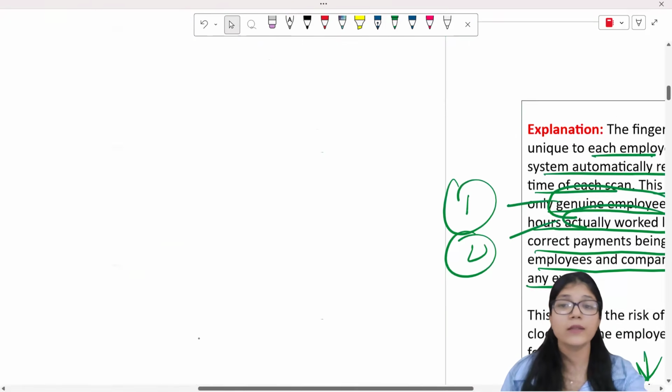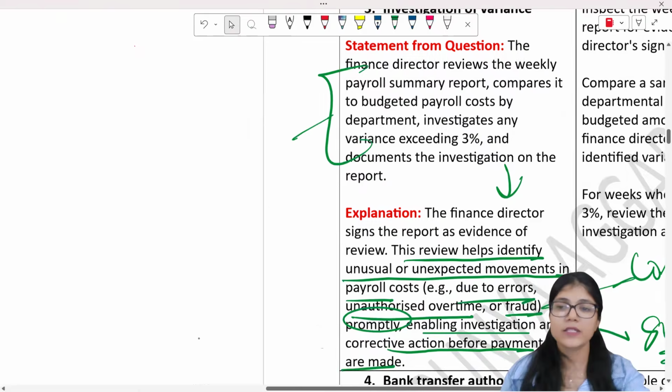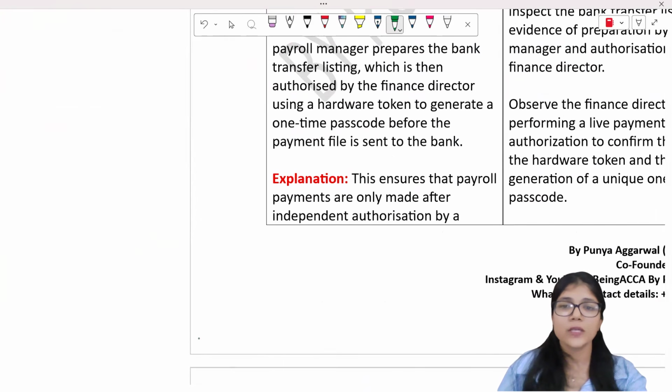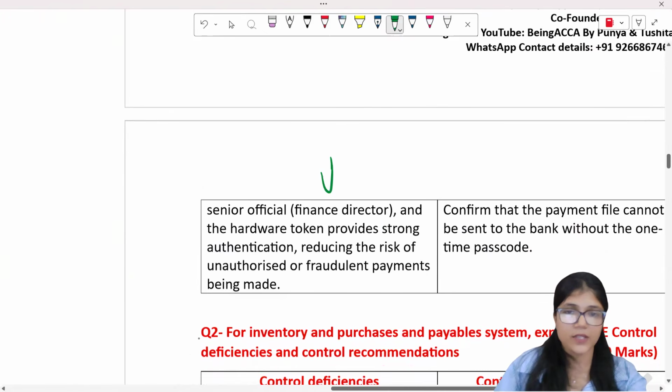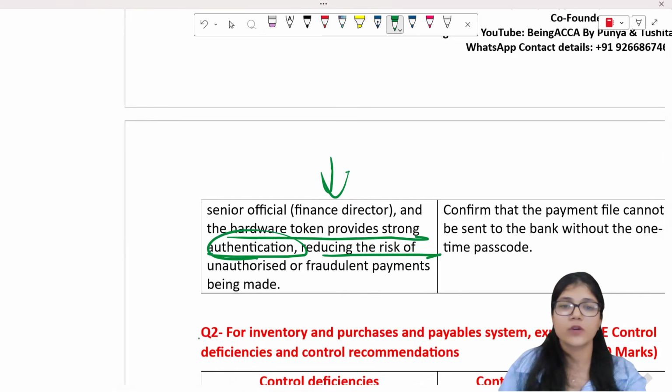Correct. So this is again one step extra that they have taken. And let's read the answer for this one. This ensures that payroll payments are only being made after authorization by the finance director, and the hardware token provides strong authentication, reducing the risk of unauthorized or fraudulent payments being made.